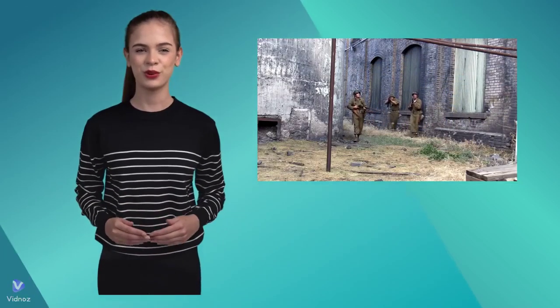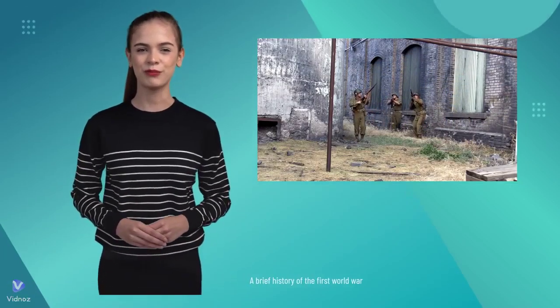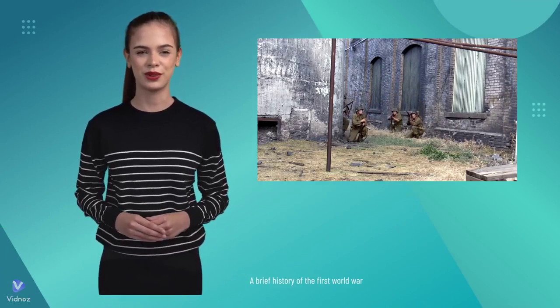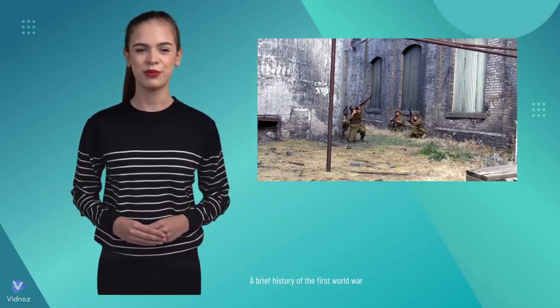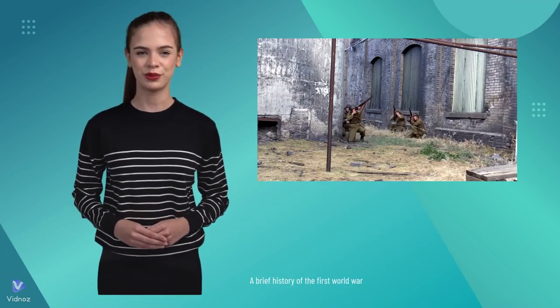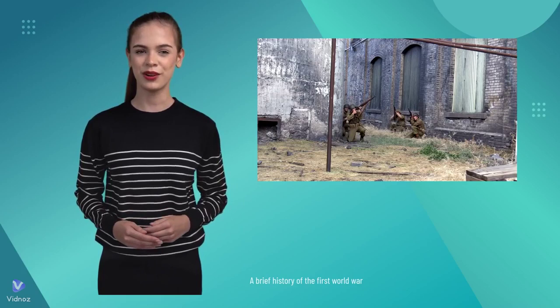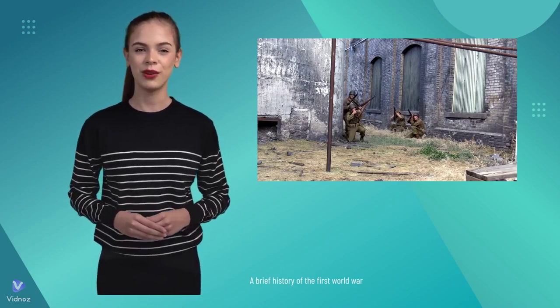The Eastern Front was also a major theater of the war. The Russians initially gained the upper hand, but they were eventually defeated by the Germans. The Eastern Front was responsible for a large number of casualties, and it had a devastating impact on Russia.